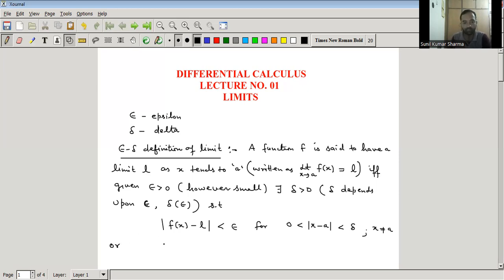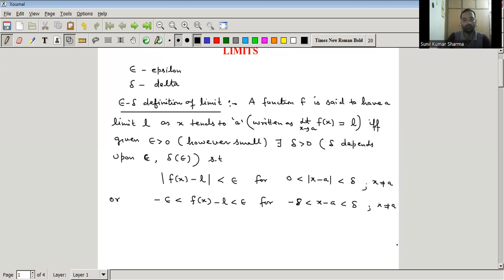Or we can write this, by the definition of modulus, as minus epsilon is less than f(x) minus L is less than epsilon for minus delta is less than x minus a is less than delta, x not equal to a, and L minus epsilon is less than f(x) is less than L plus epsilon for a minus delta less than x less than a plus delta, for x not equal to a.